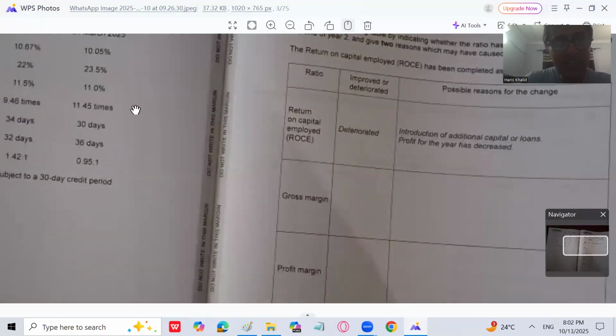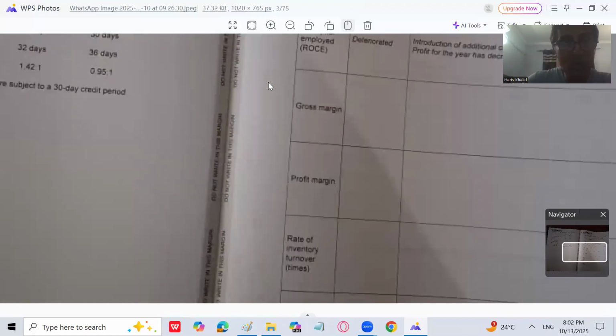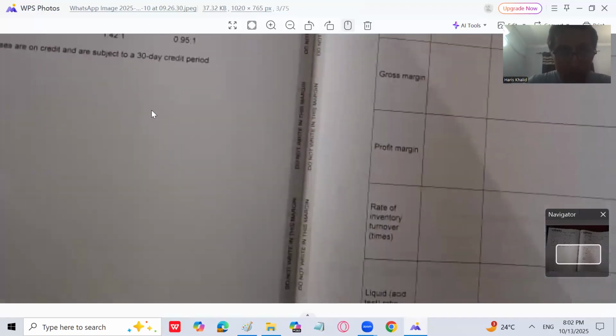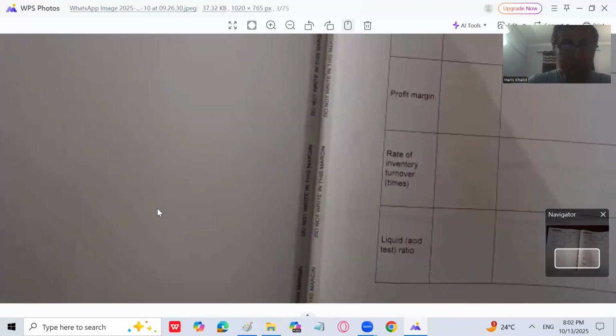Right? That is return on capital employed ratio, deteriorated. Why? Because of introduction of additional capital or loans, or profit for the year has decreased. Next is going to be the gross margin. So the gross margin, if you just look, then profit margin, inventory turnover, liquid ratio, that's it.